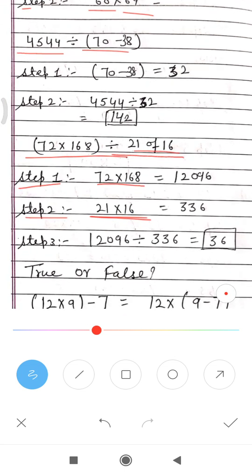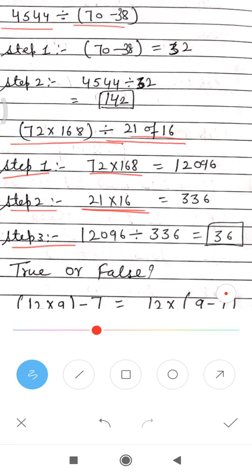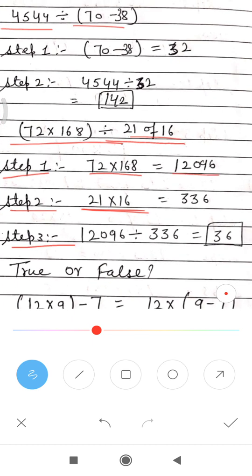Now in step 3, what will come? See the answer of the bracket, the answer of step 1, what was it? That answer 12,096 divided by, what is the answer of step 2? 336. You will have to divide.